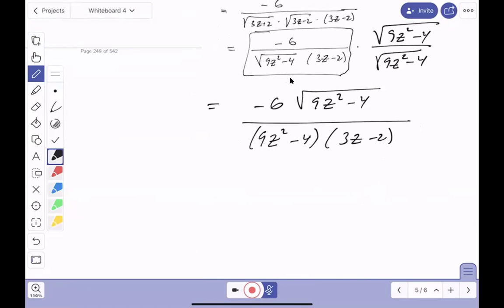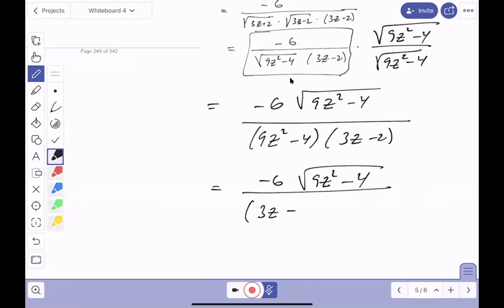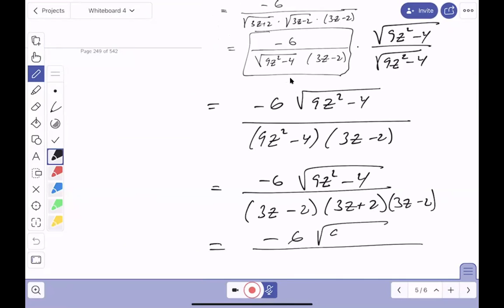I'm still not matching it. So what do you get over here? Minus 6, the root of 9z squared minus 4. And 9z squared minus 4 factors into 3z minus 2, 3z plus 2. And what do you get in the end? 3z minus 2. And this further simplifies. I know it's a lot of work. 9z squared minus 4 over 3z minus 2 squared times 3z plus 2.